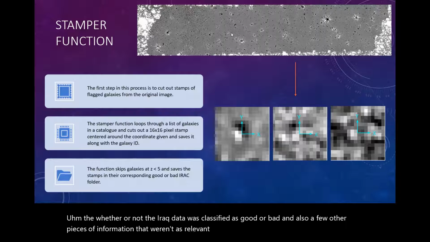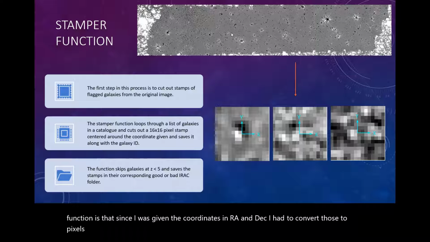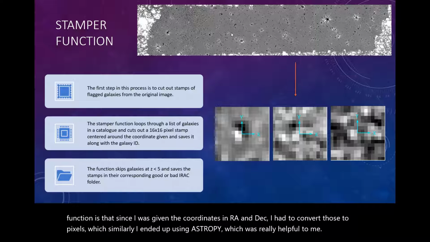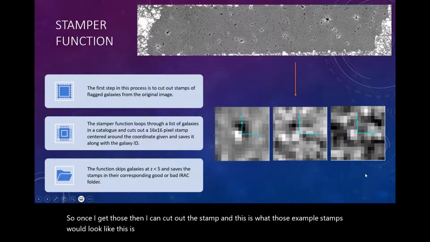But one thing that I did have to do with this function is that since I was given the coordinates in RA and DEC, I had to convert those to pixels, which similarly I ended up using AstroPy for, which was really helpful to me. So once I get those, then I can cut out the stamp, and this is what those example stamps would look like. This is a few of the ones that I cut out.